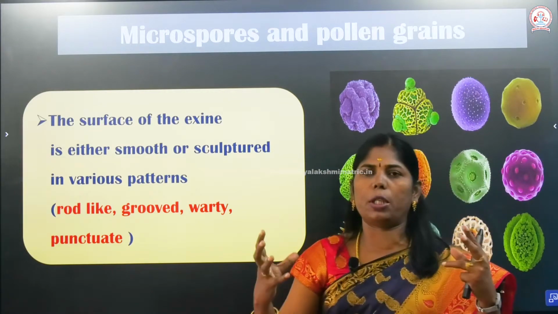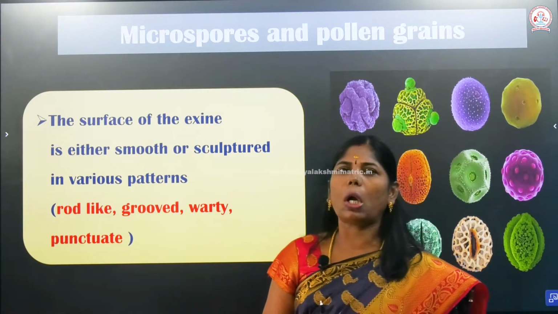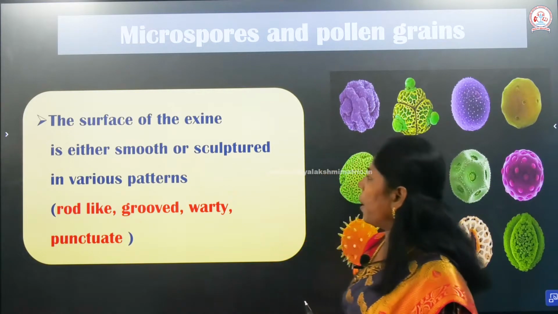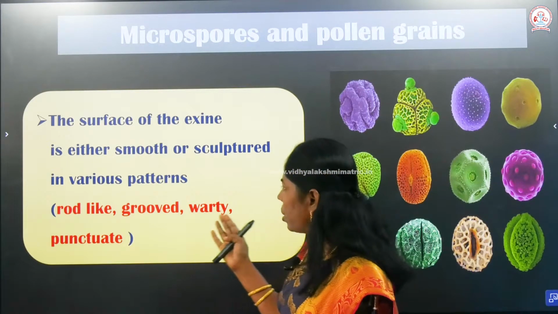Sculptured means it looks decorative. So rod-like, grooved, warty and punctate. It looks like a rod, it looks grooved, warty and punctate.